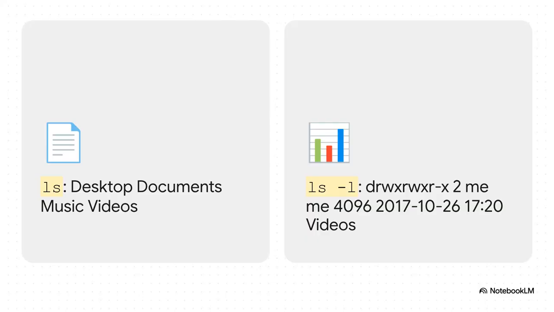And this right here shows you the power of those options. Just typing ls gives you a quick glance. But add the -l option, which stands for long format, and bam, you get this super detailed breakdown for every single thing in the directory. It's a total game changer.